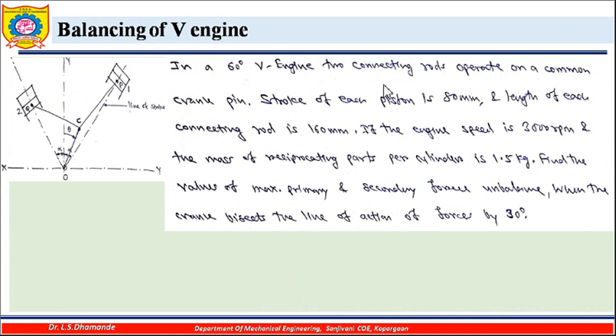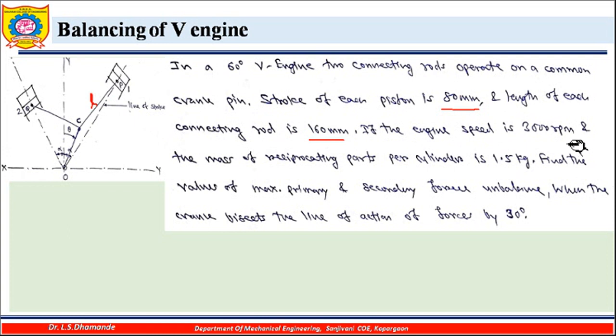So in a 60-degree V engine, there are two connecting rods which operate on a common crank pin. So these are the two connecting rods which are acting on a common crank pin, and the stroke of each piston is 80 mm. So stroke is specified to us. Half of the stroke is nothing but the radius of this particular crank, and the length of each connecting rod is 160 mm. So connecting rod length is specified to us, 160 mm.